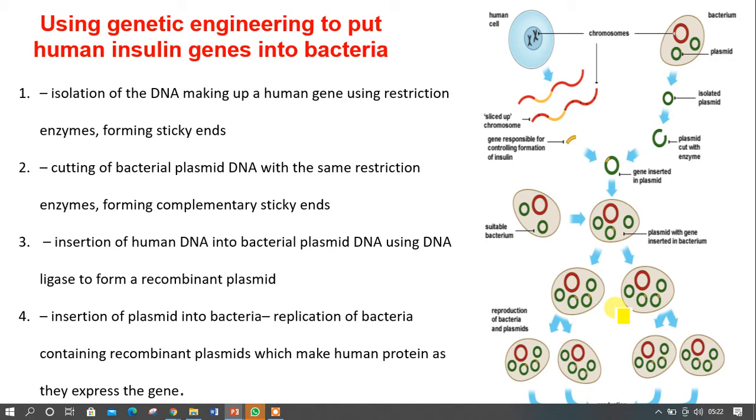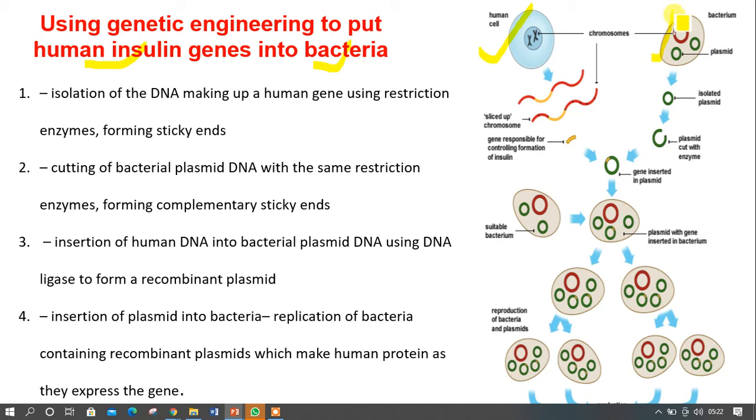You need to understand the concept. You need to know how it works. Now, the first thing you need to know is using the human insulin gene in bacteria. So first, there are 2 organisms involved. We have the human cell, the human insulin cell, and a bacterium. This is a human cell, and this is a bacterium.